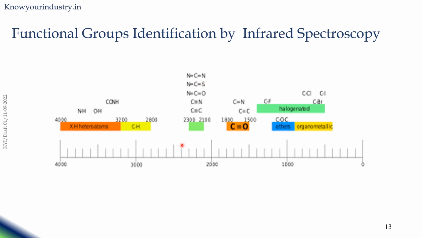These kinds of functional groups can be identified in this particular region of 2300 to 2100. And in the case of 1800 to 1500, you can see C double bond N and C double bond C. And halogenated compounds are generally obtained in the region of around 1300 to 700 centimeter inverse. And organometallic compounds, as the wave number gets lower, you can find only the organometallic compounds.